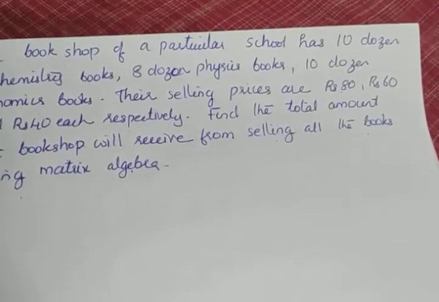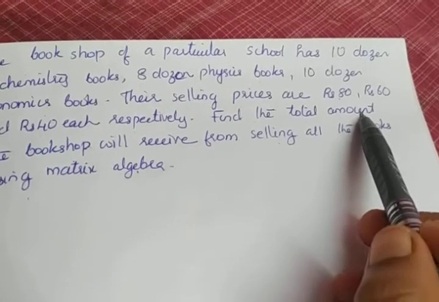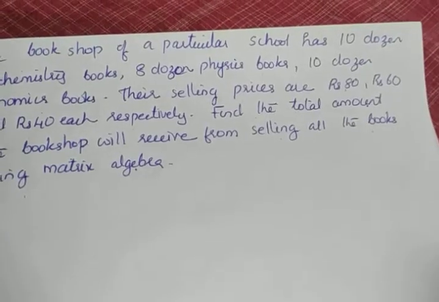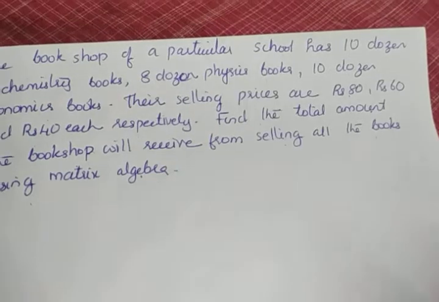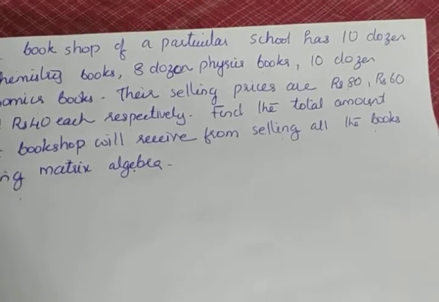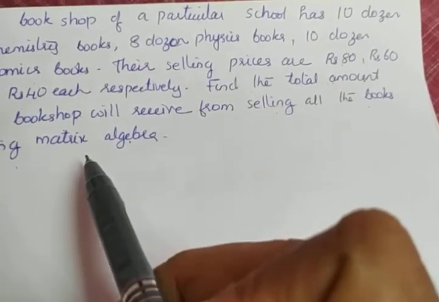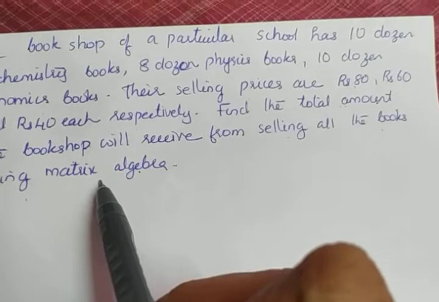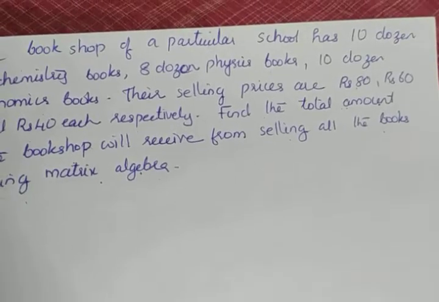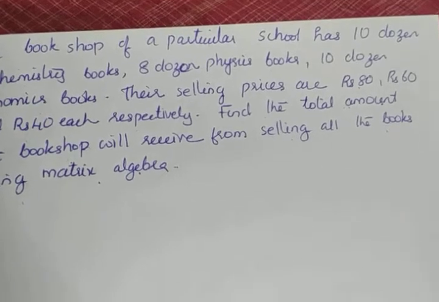So what we will do is, we have to find the total amount. Total amount means the number of books into cost per book, isn't it? That is the total amount the bookshop will receive. Same way, the question is to find the total amount, but we have to apply matrix algebra. We already know that the cost of one textbook into the number of textbooks will be the total amount. So we will take two matrices.